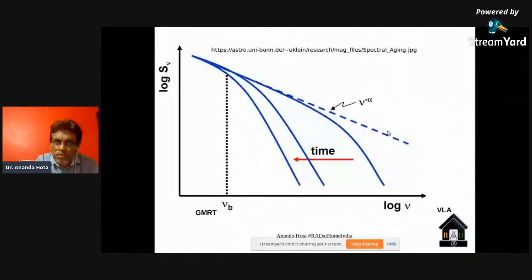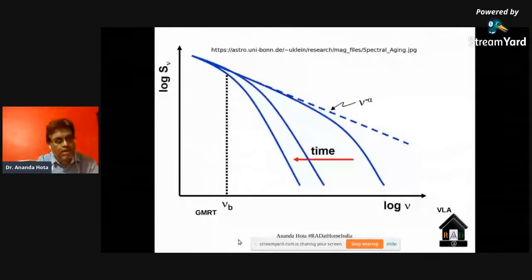This slope is going to change with time because the rate of energy loss is proportional to the square of the energy of the particle. So at high energy, they are losing energy at a higher rate. So this flux is going to vanish at high frequency faster. So with time, the straight line slope is going to get curved. With time, cooling by radiation loss, you can solve.